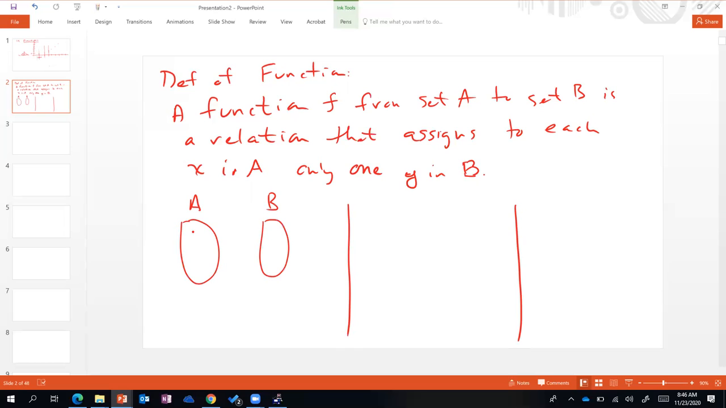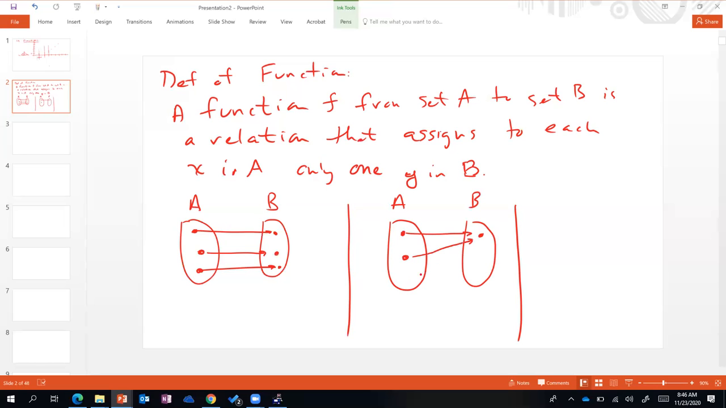And so let's say this x, or this dot, goes to this dot here. This dot goes to this dot over here. And let's do three of them here. Okay, the other relationship is A to B. And the third part.